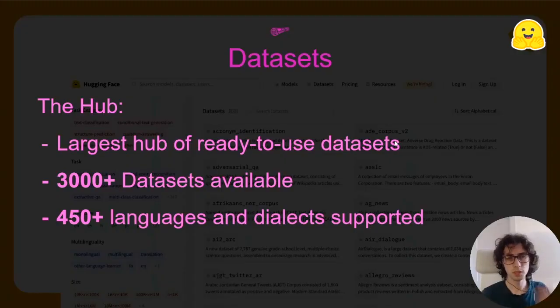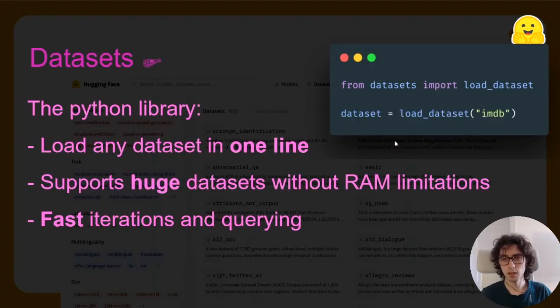There are two key components to the datasets hub. So there is the platform, the web UI, which has the largest hub of ready-to-use datasets for hundreds of languages and different tasks. But there's also a Python open source library called datasets, which allows you to load the dataset with a single line of code. There are no RAM limitations, so if there is a huge dataset which is terabytes, there is something called streaming that allows people to just load the data as needed. And it allows to have very fast iterations and querying.